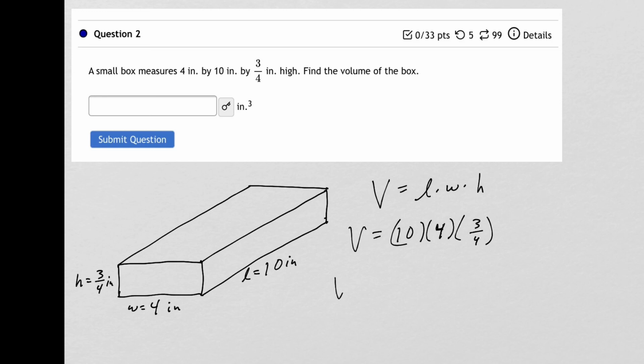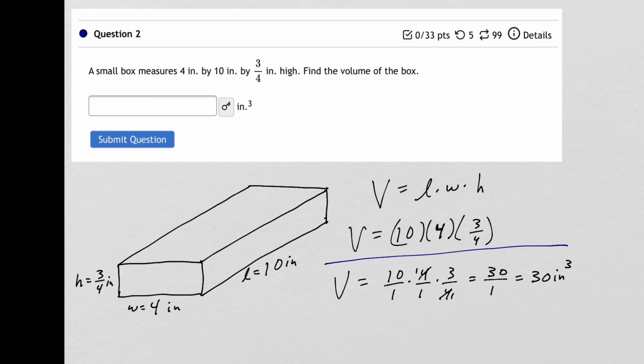Okay, so if you want, we can write these as fractions. 10 over 1 times 4 over 1 times 3 over 4. I can simplify. I can cancel the 4's here, right? Just 1 and 1. So then multiply numerators. 10 times 1 times 3 is 30. And denominators, 1 times 1 times 1 is 1. So this is simply going to be 30. But then it has units of inches. It's a volume now, so it's going to be cubed. So it'll be inches cubed. So 30 inches cubed would be the volume of that box.